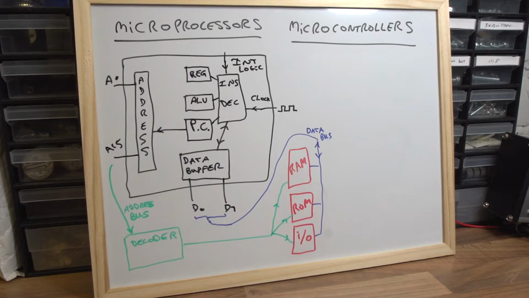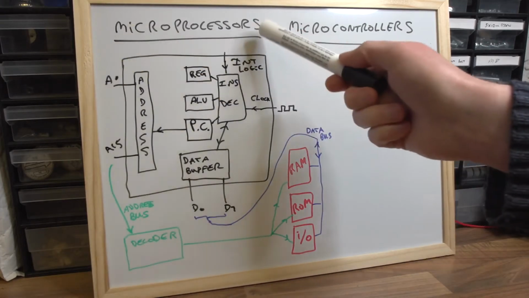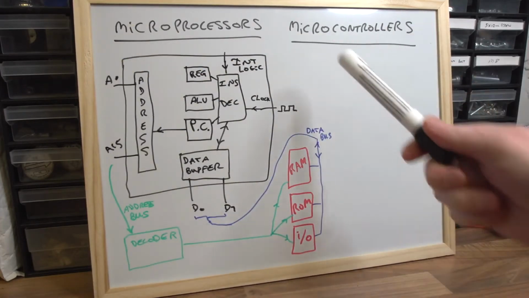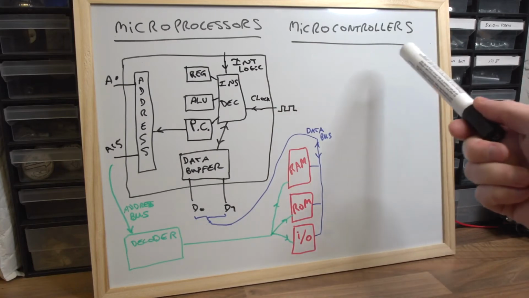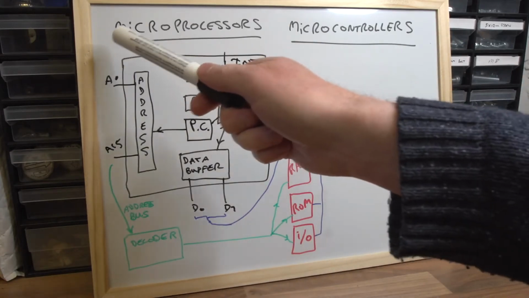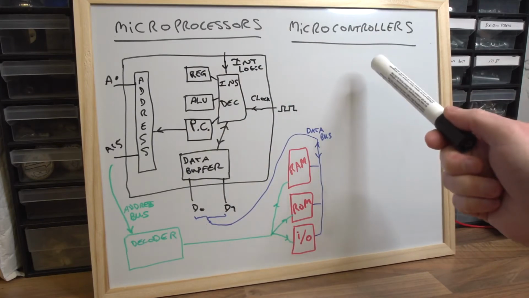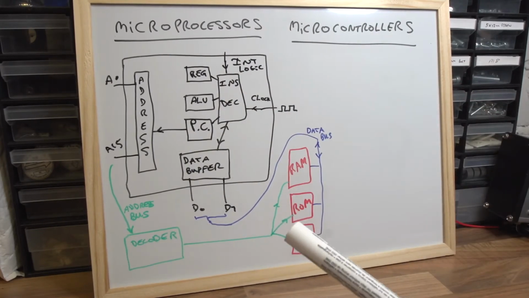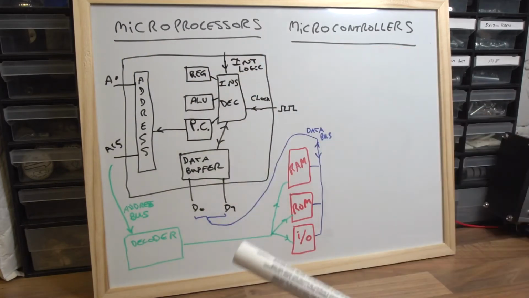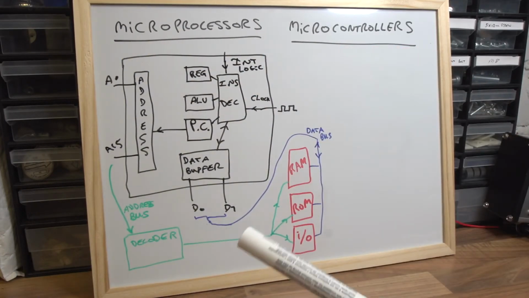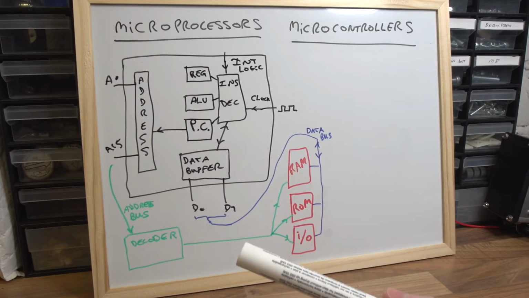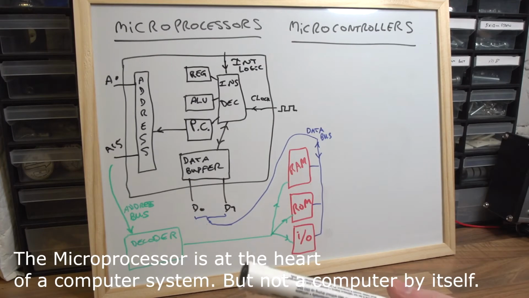So let's talk about the differences between microprocessors and microcontrollers. Let's just leave microcontrollers for now, because we need to understand what's happening with microprocessors first, and then we can talk about microcontrollers. That comes later. For now, let's look at microprocessors by themselves. Now, the microprocessor itself isn't really a computer, so to speak. It's not a complete computer, but it is the heart of a computer.